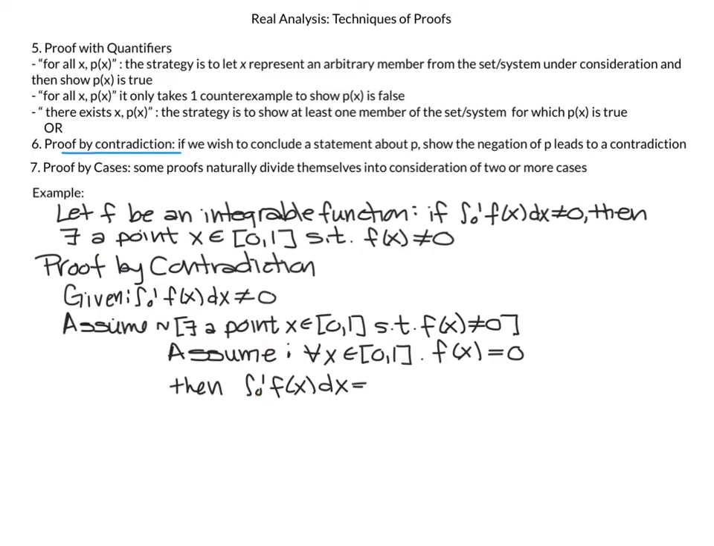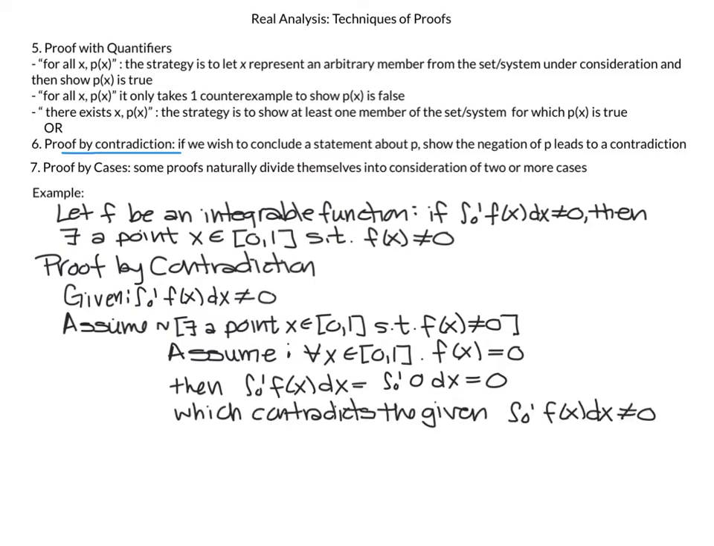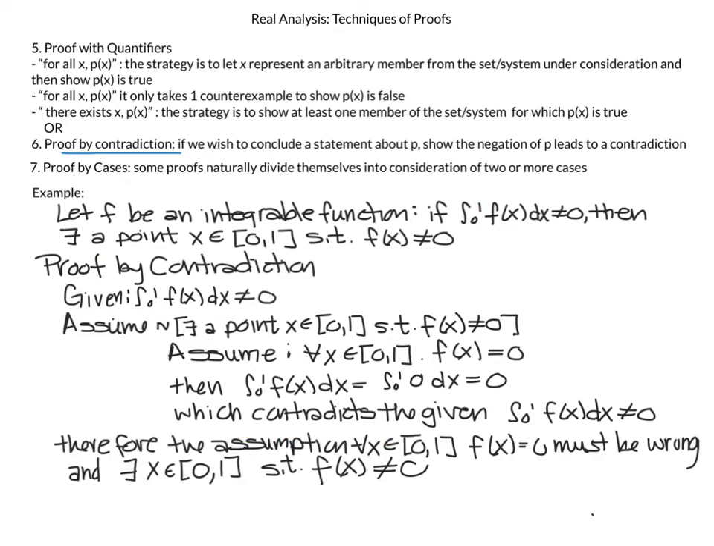Then the integral from 0 to 1 of f of x dx, if f of x is equal to 0, we can plug in 0 for f of x, and so our whole integral is equal to 0. But that contradicts our given that the integral does not equal 0, which means our assumption, that for all x between 0 and 1, f of x is equal to 0, must have been wrong. And in particular, that must mean that there exists some x in the interval such that f of x is not equal to 0, and we are done with our proof.